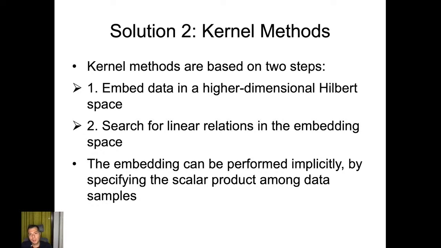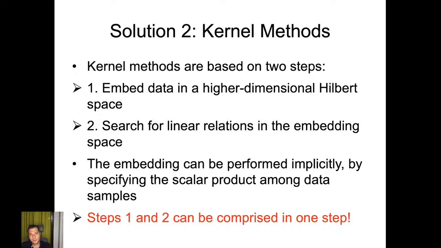Okay, so the embedding can be performed implicitly by specifying the scalar product among the data samples. So instead of providing an embedding function, this can also be done by computing the scalar product among every pair of data samples. We will discuss in more detail today these aspects of kernel methods, and we will also see some concrete examples on how to use them.